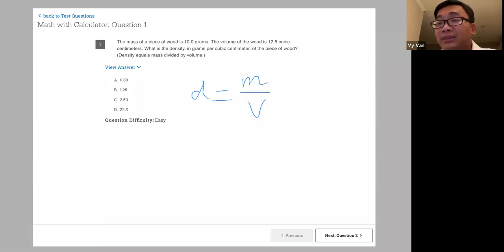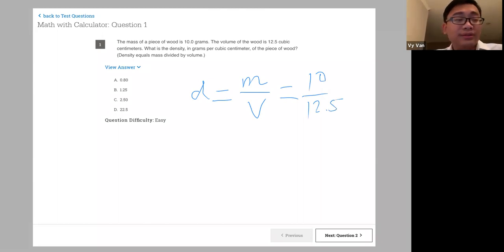They give you mass, they give you volume right there. So 10 over 12.5. And if you use your calculator, since this is a calculator section, do not try to do it in your head because there's no reason why. Use your calculator, please, guys. At the same time, it's accurate. The answer is 0.8, which is A.